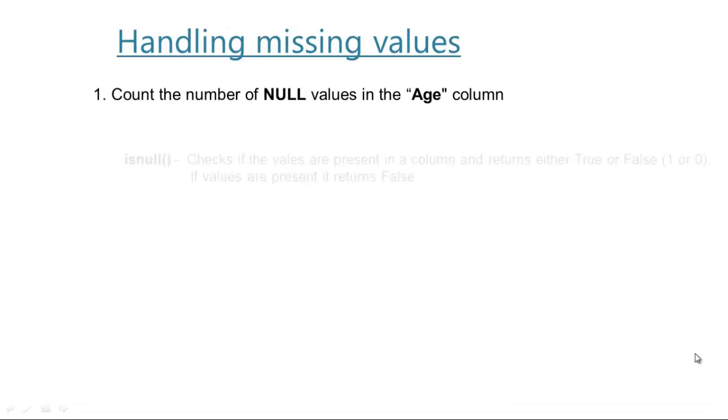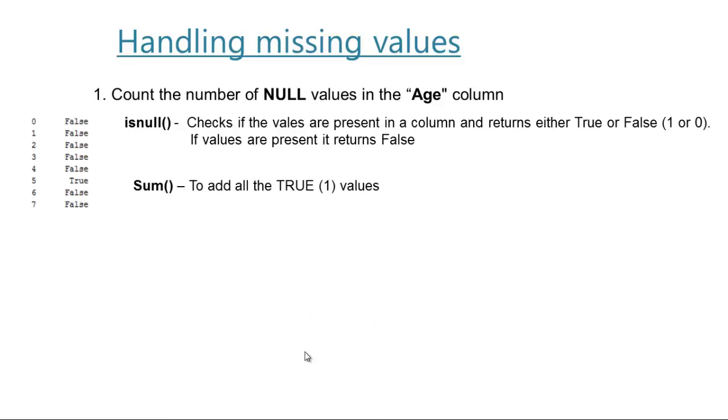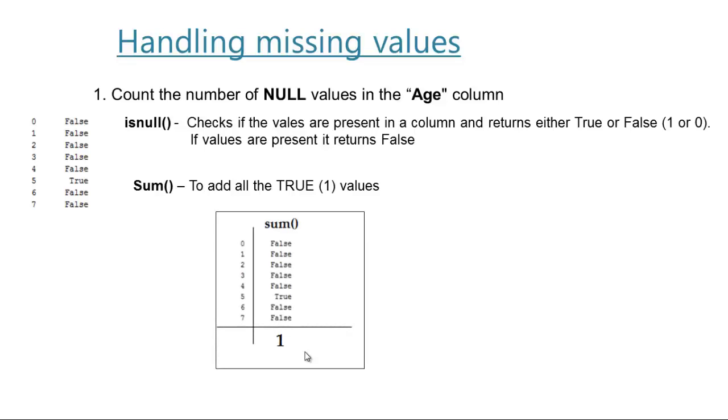To do that, we will use the isnull function, which checks if the values are present in the column and returns either true or false. It returns false if the values are present in the column. When we try with Python, the output looks something like this. To get a count of all the null values, we will use a sum function which will add all the true values and show us the result. Let's get back to PyCharm to test this.